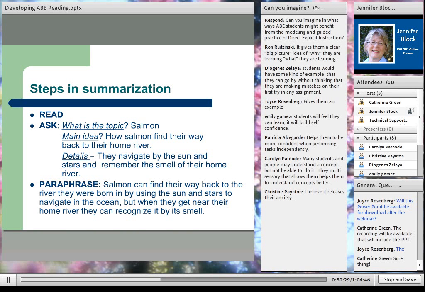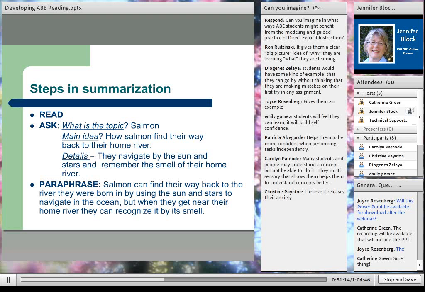Okay, once we have the topic, we ask, well, what's the main idea? What about salmon? Well, they're trying to tell us maybe how salmon find their way back to their home river. Okay, and what are the details that support that? Well, they navigate by the sun and stars, and then they remember the smell of their home river. All right, so we've found the topic, we've identified the main idea, we've got the details that support the main idea. So if you're asking them to then paraphrase, they may come up with short sentences.